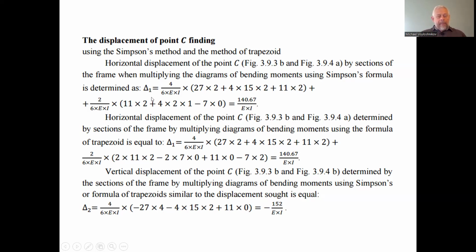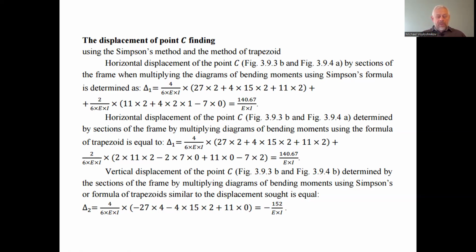of the horizontal displacement got by the Simpson rule, by the Mohr integral found by the Simpson rule, for the leftward displacement of the point C.